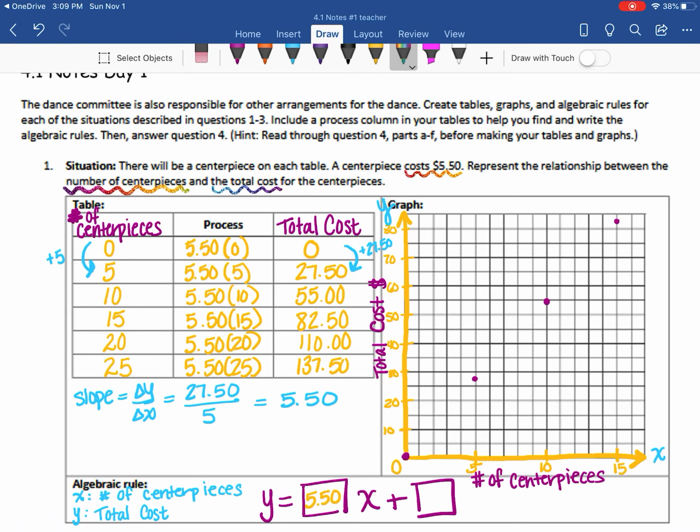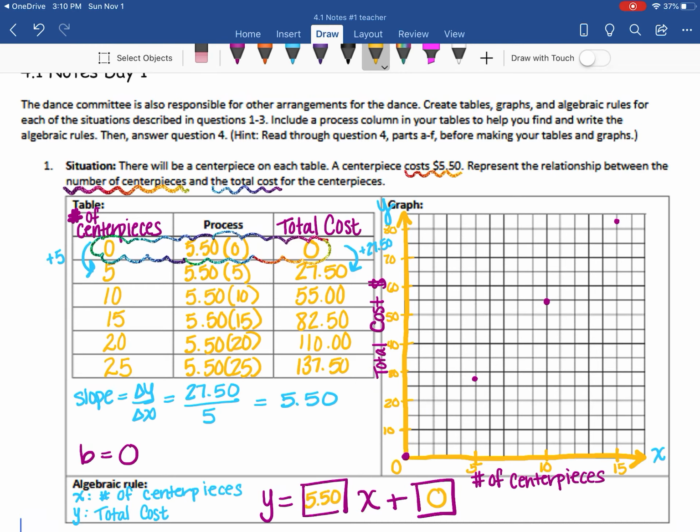Right, and then I still need to go back and find my y-intercept. Okay, so there's two places I could look to find my y-intercept. I could look on my graph at where the point on the y-axis falls, and you can see right there that at 0 is where the point is on the y-axis. I could also look at my table, and my table says when I buy 0 centerpieces, my cost is $0. Okay, so either one of those will give you the y-intercept. Okay, so my y-intercept is 0, and I'm just going to fill that in as well.